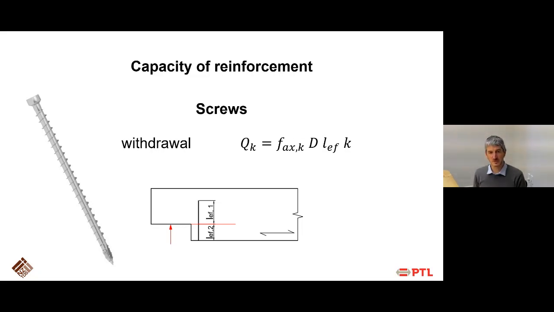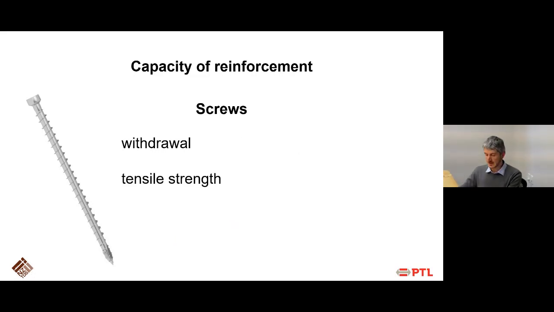If you're using fully threaded screws, you have to rely on manufacturer's data, mostly ETAs or Declaration of Performance, which provides you with the FAX value, which is, I pointed it here now, this factor here, which is based on the withdrawal capacity of your screw, multiplied by your diameter and the effective length, and all relevant factors which are based on the material or the geometry itself. You then need to check your screw for L effective 1 and L effective 2 and make sure that both can resist the load. You also would have to check for the tensile strength of the screw, but it's typically not the governing factor.